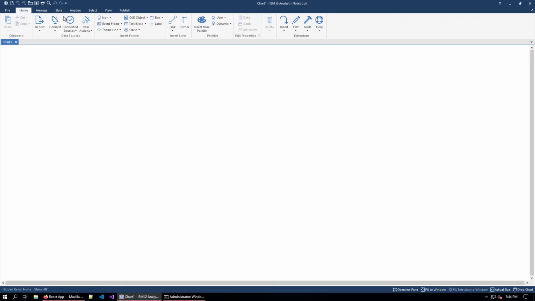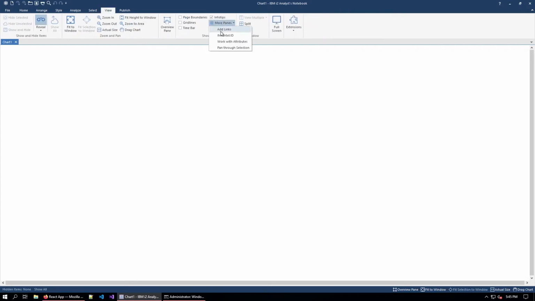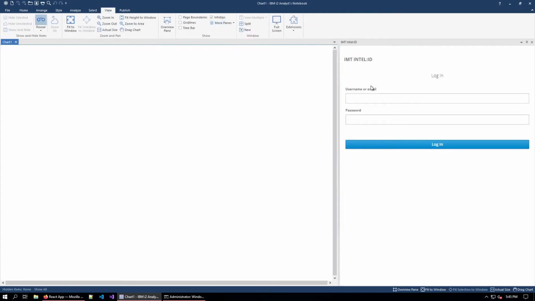Let's take a look at how IMT's Intel ID can help an analyst identify deeper insights when investigating a case. A criminal analyst has been looking into a specific robbery that occurred recently. Using IMT's I2 Analyst Notebook plugin, which delivers state-of-the-art visual intelligence to investigators, the analyst signs into IMT Intel ID to search for information on this specific occurrence.